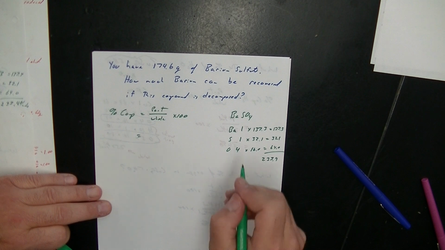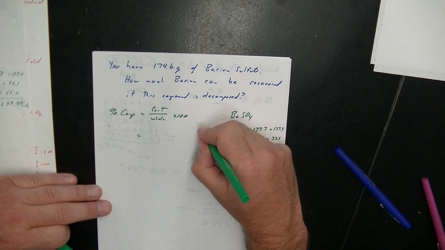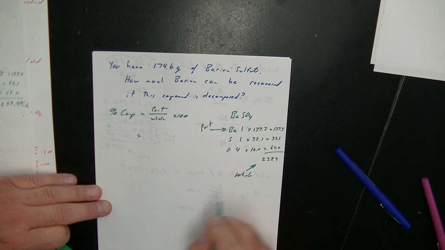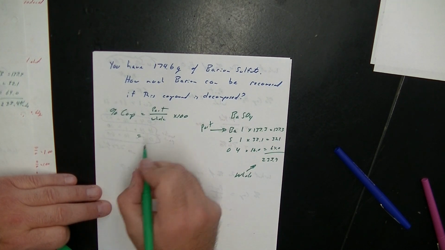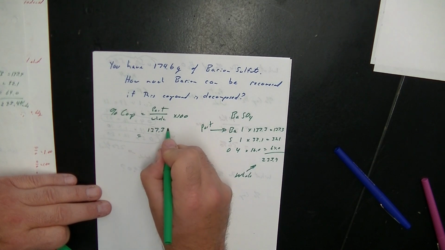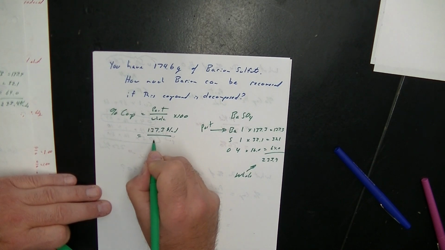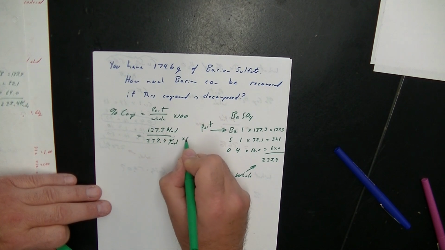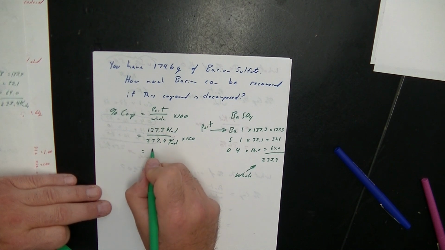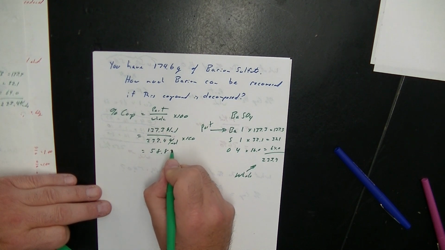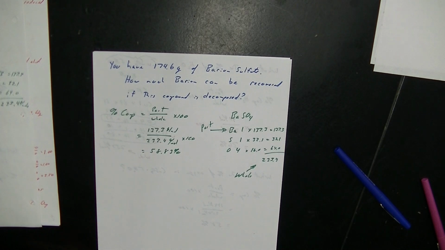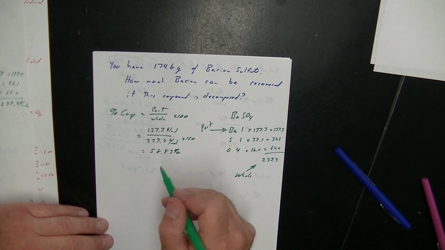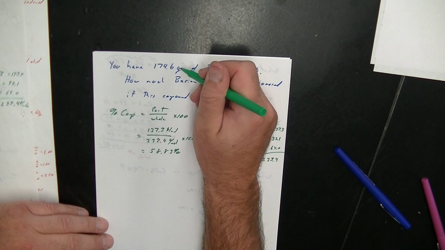So my part, or what I'm interested in, is my barium. So this is my part. This is my whole. So I got 137.3 grams per mole divided by 233.4 grams per mole times 100. That's about 58.83%. So what that's saying is that 58.83% of this sample is barium.